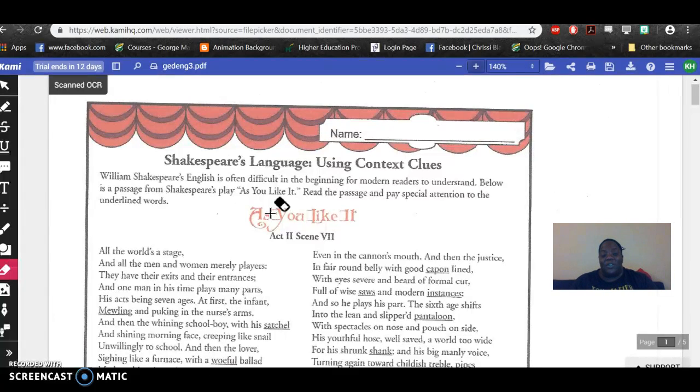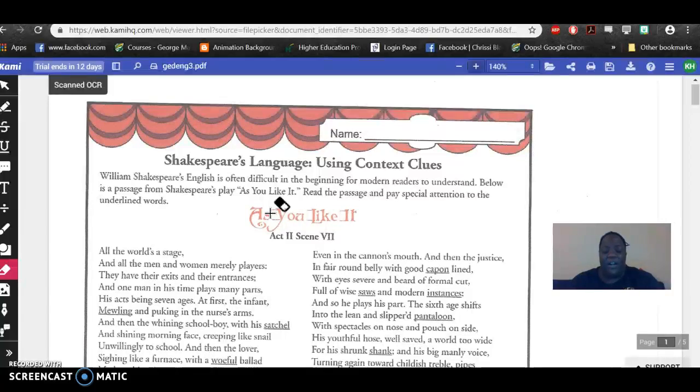Okay, so I'm just going to quickly go through what to do on this one if you choose to do this assignment. So at the top it says Shakespeare's language using context clues. William Shakespeare's English is often difficult in the beginning for modern readers to understand. Below is a passage from Shakespeare's play, As You Like It. Read the passage and pay special attention to the underlined words.